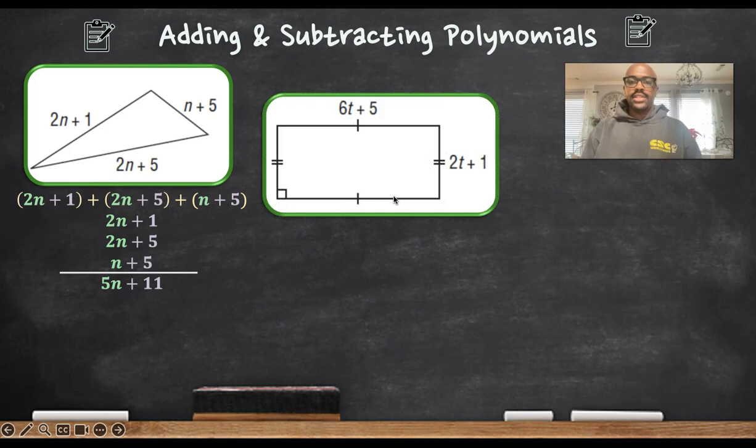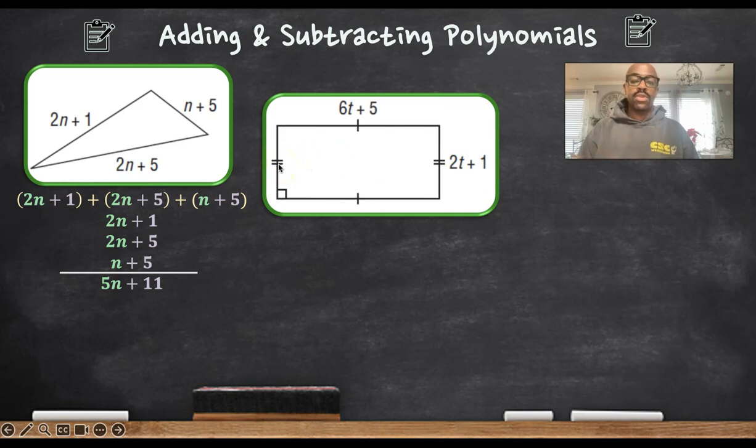Now let's go ahead and look at our next example. Here, this is a rectangle. When you see these two dashes here, this tells you that 6t plus 5 is the measurement of this side, and it's also the measurement of this side. These two dashes tell you that these two are equivalent as well, which means that this side is 2t plus 1, and so is this side.